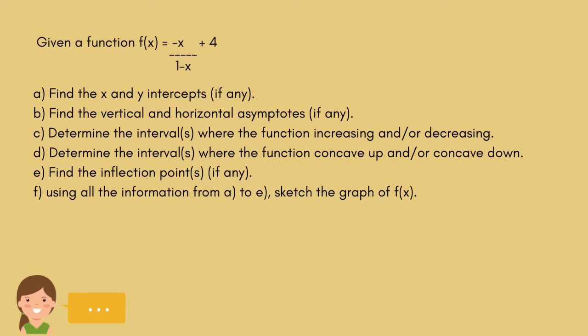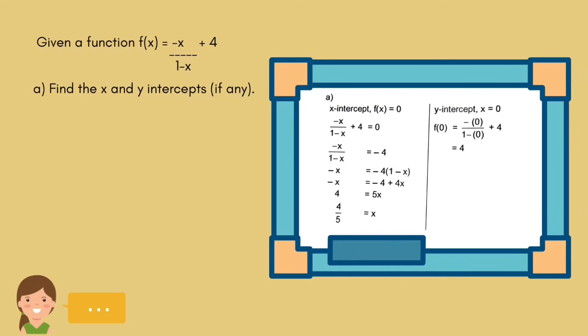For an example, the analysis of function 2 is the same as the analysis of function 1, but it has asymptotes, which is a straight line that a graph approaches without touching. Given a function f(x) equal to negative x over 1 minus x, plus 4, let's start by finding the x- and y-intercept if any. In order to find the x-intercept, we have to assume that y equal to 0 or f(x) equal to 0. Settle it by leaving the x alone. In order to find the y-intercept, it's the same concept, which is x equal to 0. Substitute x equal to 0 into the function and you will get the y-intercept value. So our x-intercept is 4 over 5 and y-intercept is 4.